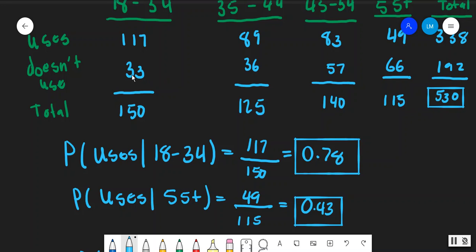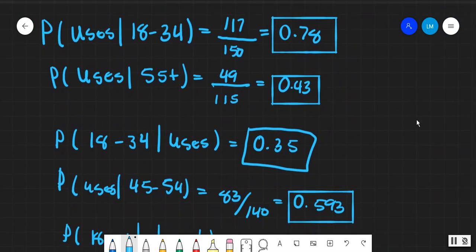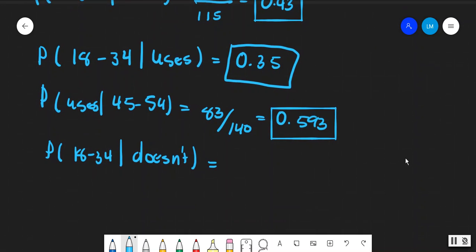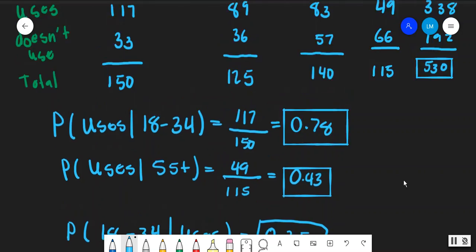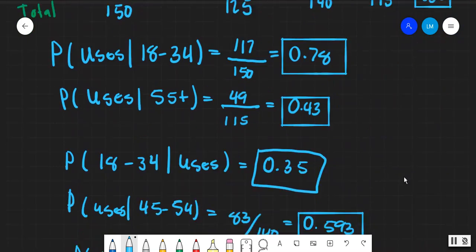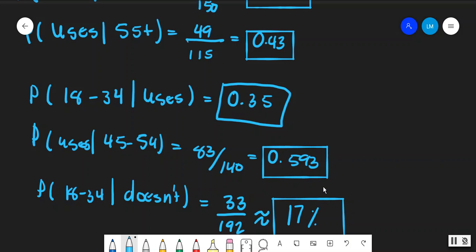So from the 18 to 34 age group that do not use, that's going to be 33 out of 192. If we look at 33 out of 192, this is going to equate to almost 17%. So the first age group of 18 to 34 has a very small percentage of those that do not use social media.